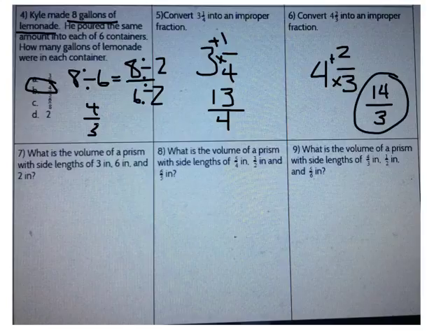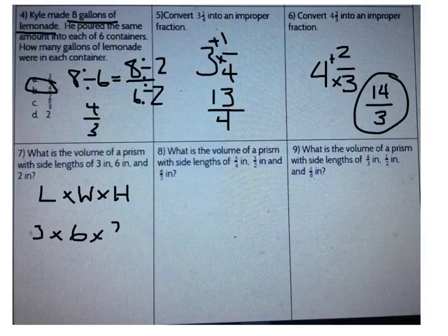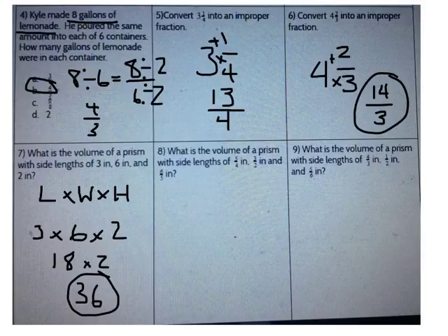We also talked about volume in this unit. What is the volume of a prism with side lengths of 3 inches, 6 inches, and 2 inches? Well, I can multiply length times width times height to find volume. What's 3 times 6 times 2? Well, 3 times 6 is 18, times 2 is 36. The volume is 36 cubic inches.